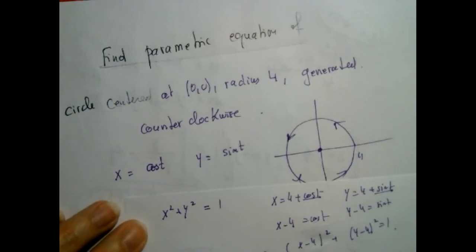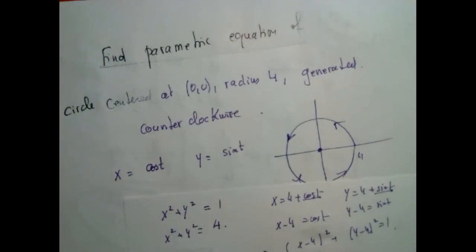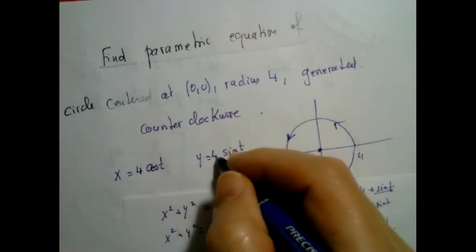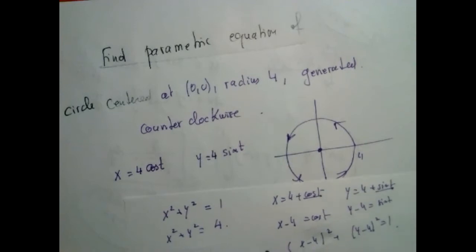Now, last scenario. Once I do it, it becomes repetitive and you guys will memorize it. So basically we want x squared plus y squared to be equal to 4. Right, exactly. It's going to be 4 cosine and 4 sine. Okay, this would give me the 4.